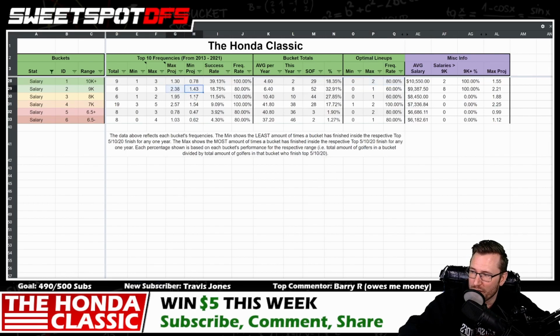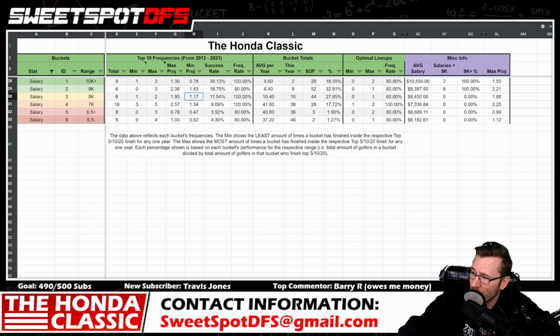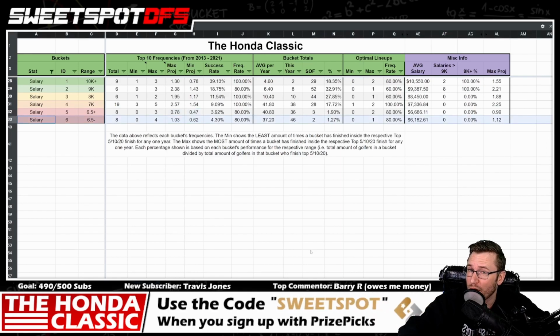9Ks, we want somewhere between 1 to 3. 8Ks, 1 to 2, and that doesn't change. Remember, if this doesn't go over 2, then the minimum drops to 0, so it'd be 0 to 2. 7Ks, 1 to 3, and the 6K range, I never really play more than 2 6K golfers. I just don't see the purpose of playing more than 2. I also don't see the purpose of playing more than 2 low 6K golfers. So anyone under $6,500, I wouldn't play 2 of them together. I just wouldn't.